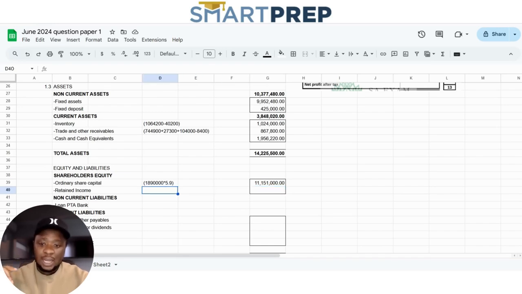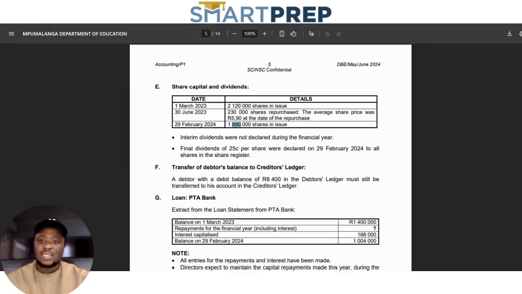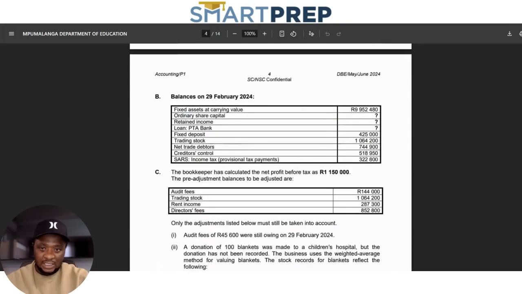Now with retained income, remember that when we do the note, we start with the balance at the beginning of the year, we add profit after tax, we subtract the portion of the repurchase of shares that is above the average issue price, and then we subtract our dividends. Now, let's see if we got that information, by the way. So what is the balance of retained earnings at the beginning of the year? Well, it's a question mark.